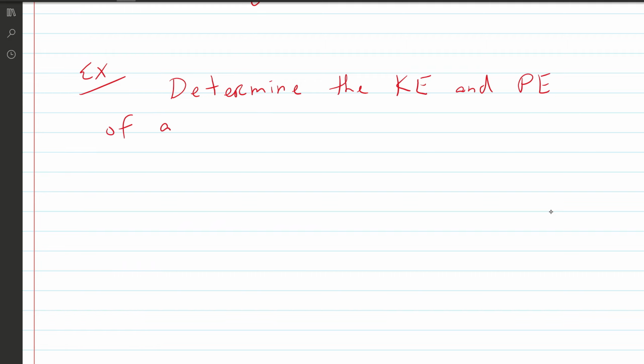All right, let's look at an example. We're looking at types of energy, and specifically an example that says to determine the potential energy and the kinetic energy. So that's what we'll do. We'll determine the kinetic energy and the potential energy of a rock. A 2 kilogram rock that is falling from a cliff.